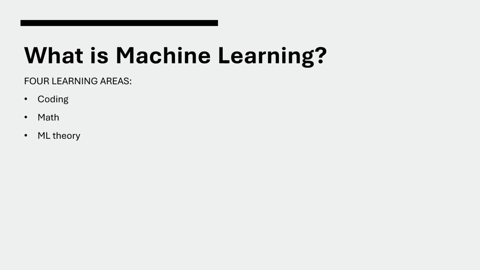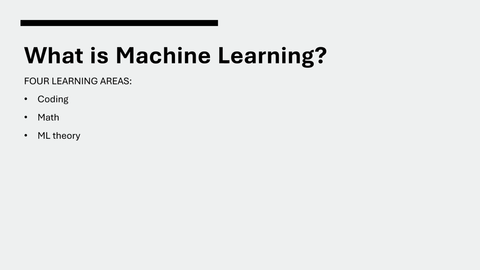For machine learning, you need a firm foundation of three things: coding, of course, math, and machine learning theory. Don't worry, I won't make you do heavy math in this TD, but I will go over some machine learning theory and, of course, how to code a machine learning model.